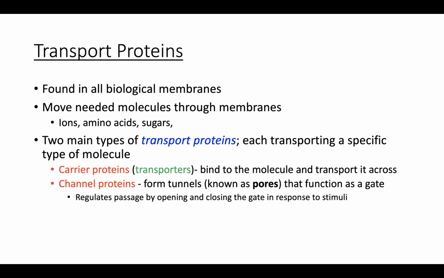Two main types of transport proteins are going to be carrier proteins and channel proteins, okay? Each of these are going to carry substances or function as transporters to get substances into the cell. Carrier protein, as the name suggests, defined as proteins that transport. They bind to the molecule and transport it across the membrane. Carrier proteins. These are going to be transporters that bind to the molecule, all right?